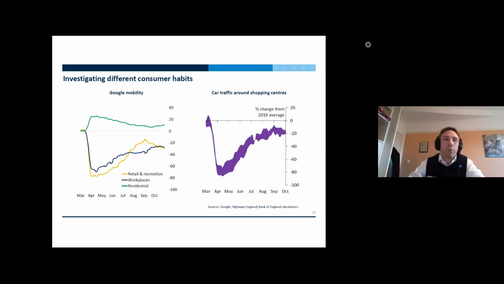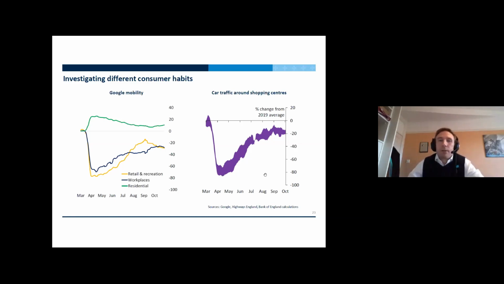Similarly, Google mobility data highlights some of the changes in the economy since COVID. More people working at home, so residential going up there, and fewer people doing the usual workplace. And the yellow there, an indicator of footfall at retail and recreational. So this might give you more information on people's habits since COVID.